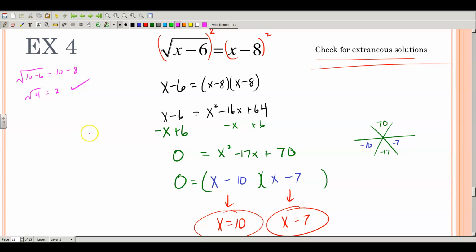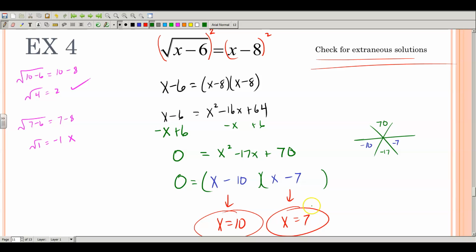10 is good, but what about 7? If I plug in 7, I get the square root of 7 minus 6 equals 7 minus 8. So we're saying the square root of 1 equals negative 1. And this is not true in the context of what we're doing. The square root of 1, since we're only using the plus square root, we're not saying plus or minus here, and that's why the extraneous solution is popping up. We're only using what we call the principal square root. This 7 is extraneous.